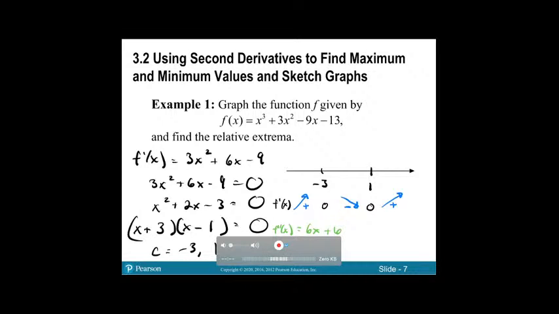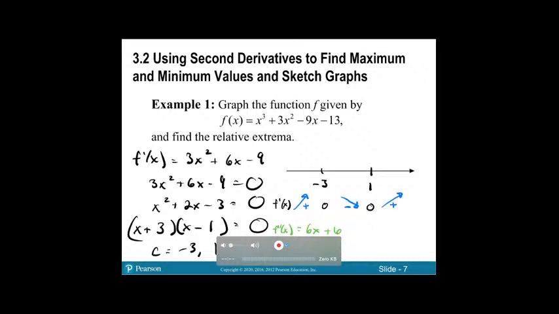So if we look at the second derivative, this tells us which way the curve opens. Does the curve open up or does it open down, right? So for instance, if we plug negative 3 in here, 6 times 3 is what, negative 18? The result's going to be negative. So the second derivative here is going to be negative. That means we have concave down, right?